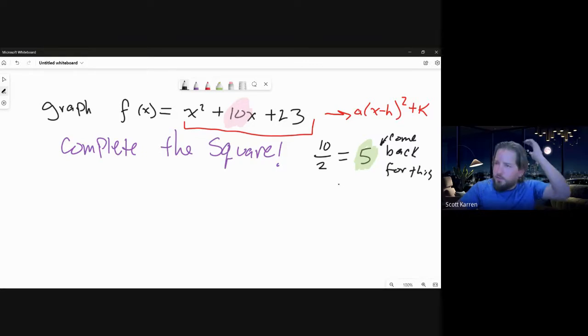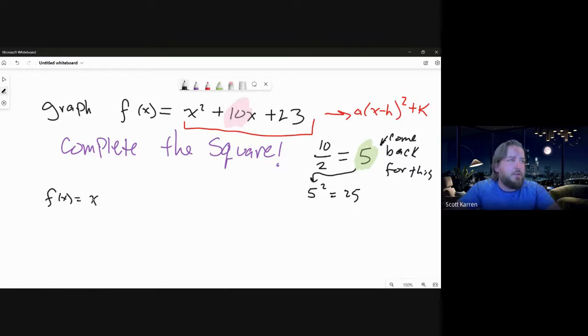I'm going to come back for this in a minute. But I'm going to take that 5 and square it, right? This 5, whatever you get after dividing that middle number by 2, square it, that's 25. That's what I want to have after my second term. So that is to say, I want this f of x to be x squared plus 10x plus 25.